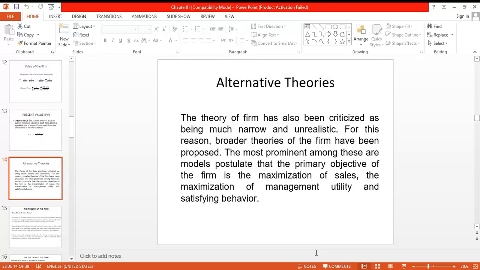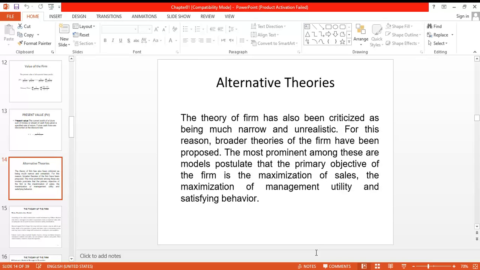However, there are some alternative theories as well to what the goal of the firm might be. There are some alternative theories, and why are there alternative theories? Because the theory of maximizing profit and maximizing shareholder wealth can sometimes be very, very unrealistic.